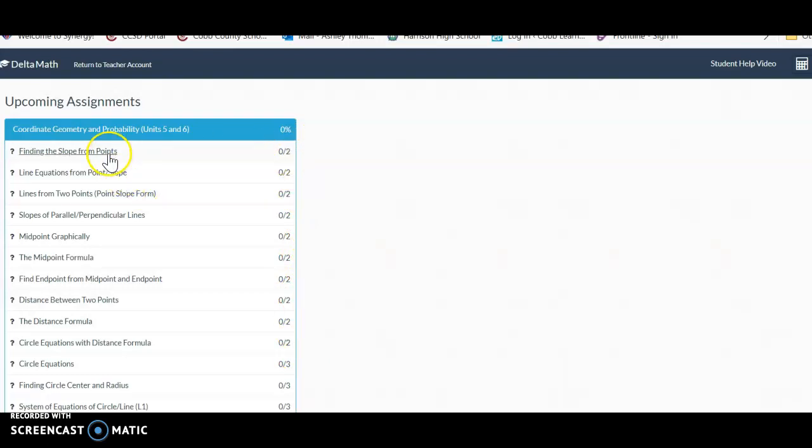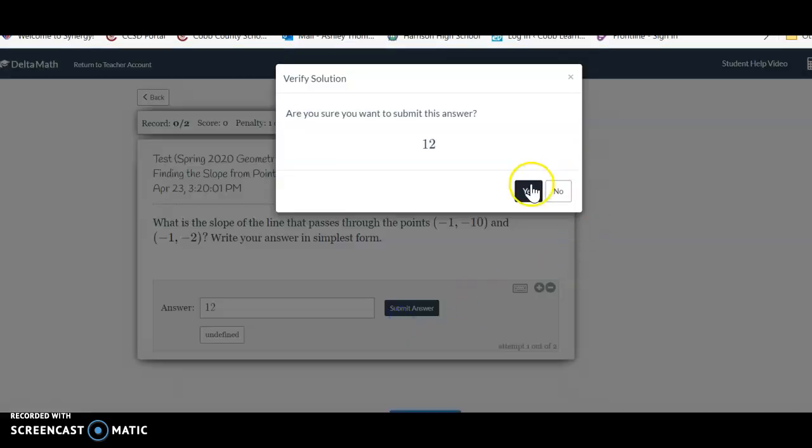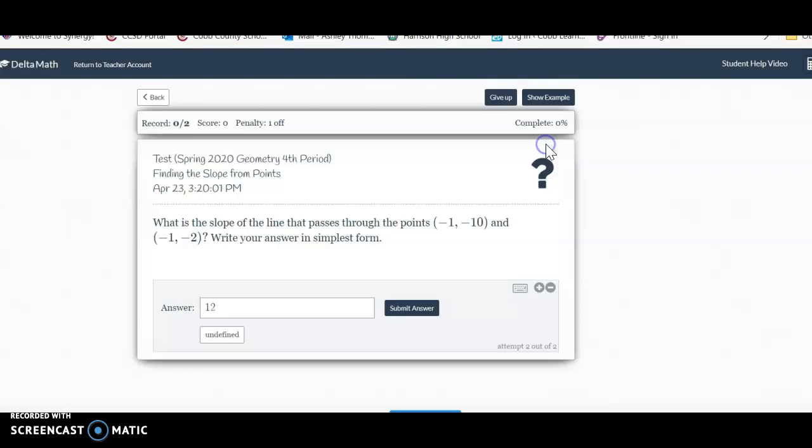So for each one, you can see the number of problems that's required in order to get correct to move on. So for example, if I'm finding the slope from points, and I find the slope here, and I type the answer in, and I submit it, I'm not going to answer it, I'm just going to show you what happens. My answer is not correct. I have one chance to find my mistake. Okay, so now I'll go back and do it.